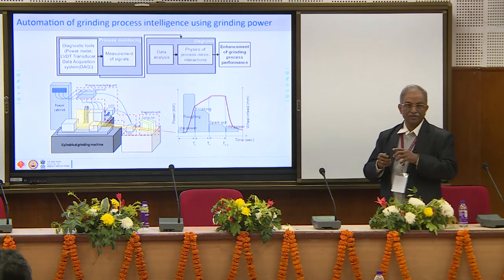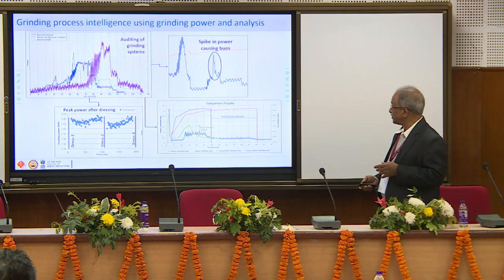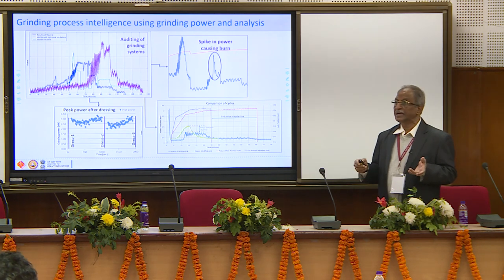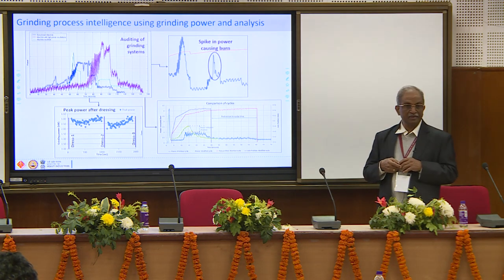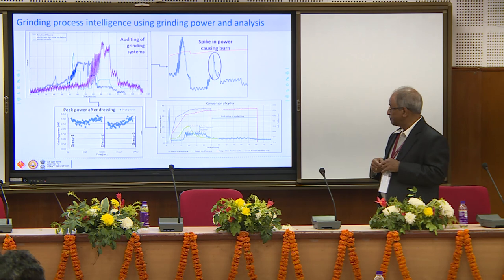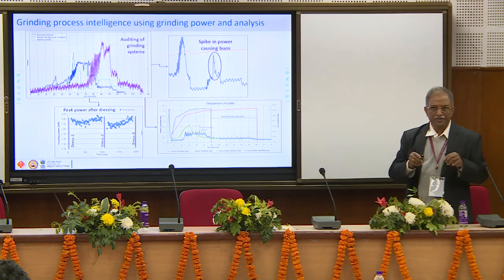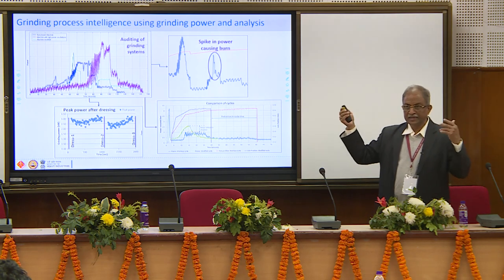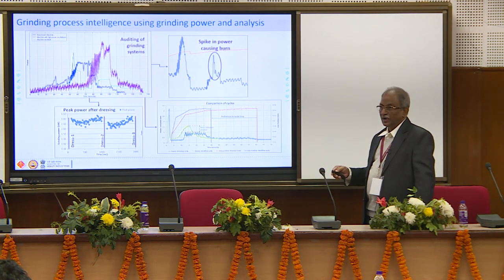So this is just a thought process if you can use it. And as you can see, we have many case studies. The spike in power can be detected and we can say there is a grinding burn. The wheel is completely worn out, that's why the signal is very different. And auditing of the grinding systems. We have also studied the peak power after dressing. Then we have looked at the comparison of the cycle, reduction of cycle. I'm just giving you a few examples, because if I simply talk, you may think that you are talking like a teacher and not like a real translation. There are so many things which we have done. I'm showing you only one slide for each of those case studies.